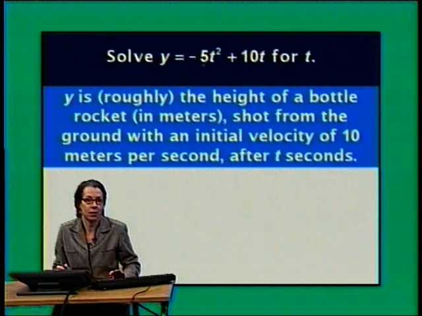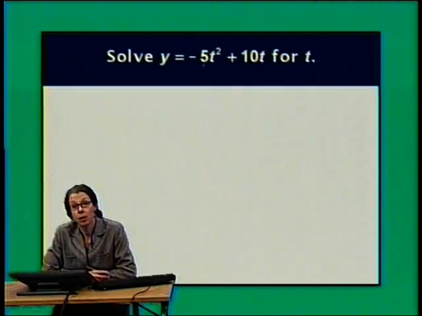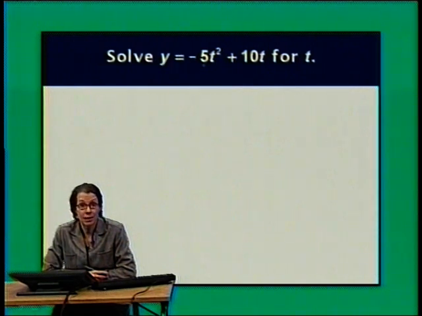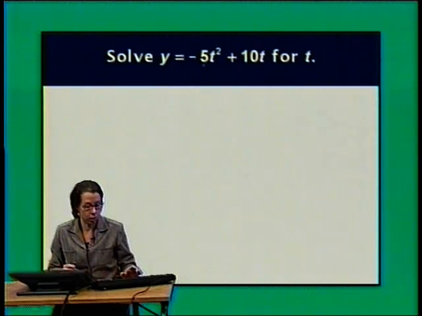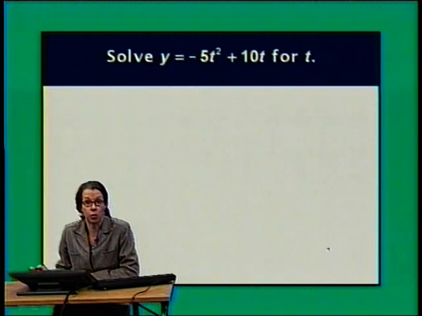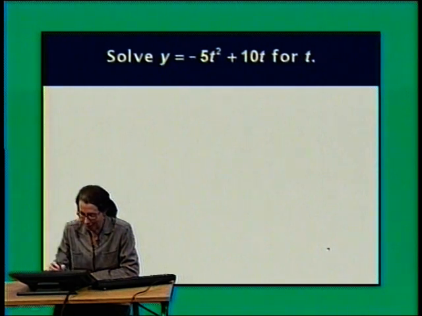So now we're asked to solve for t. Now this is a little bit more problematic because in this situation I have both a term with t squared and another term with t. I can't just isolate t squared and use the square root property. So what I'm going to do here is treat this like a quadratic equation. It is a quadratic equation.